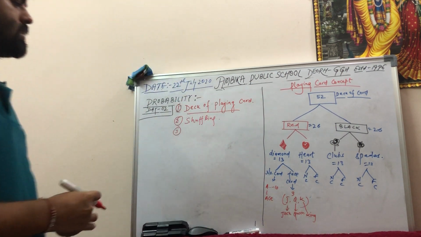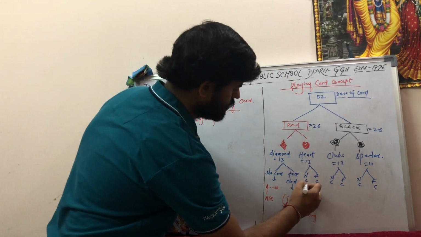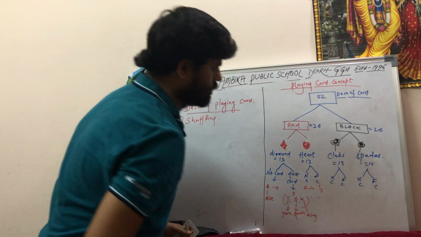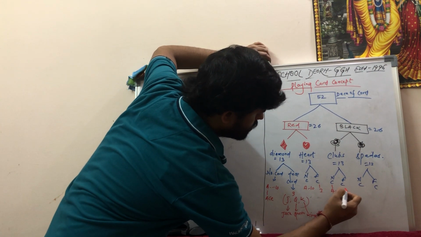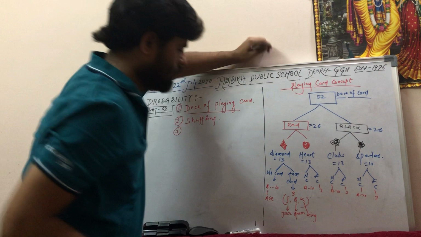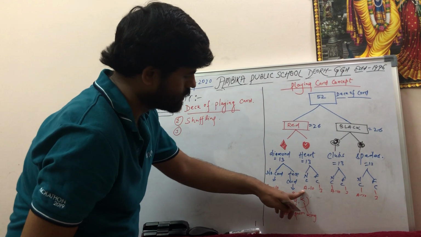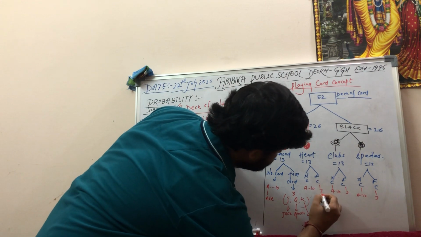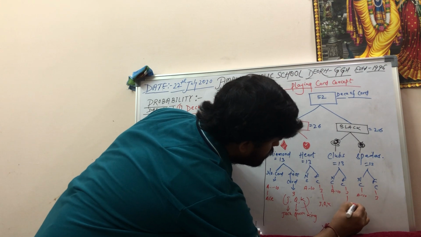So you can say that number cards are 10, face cards are 3. Here also, number cards will be A to 10, face cards will be 3. Here also, number cards will be A to 10, face cards will be 3. Here also, number cards will be A to 10, face cards will be 3. That means one A is present here, one A is present here, one A is present here, one is present here, right? Here also the same face cards will be there: J, Q, K. J, Q, K.